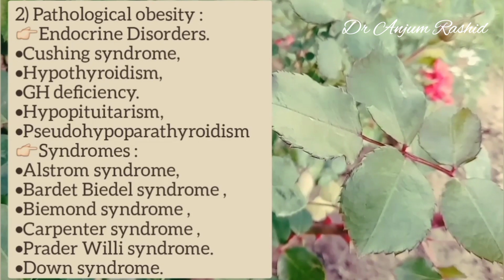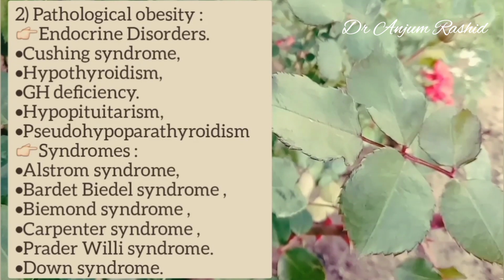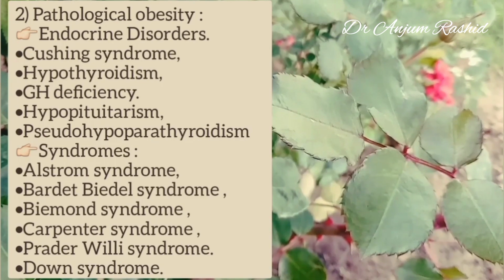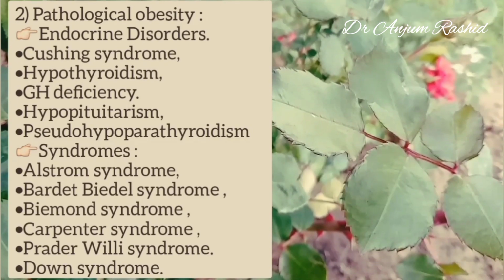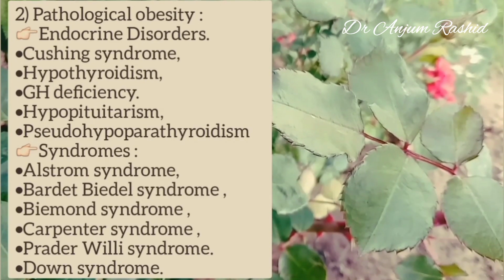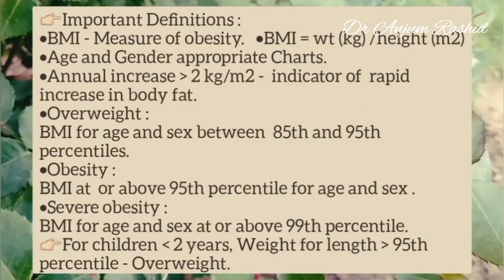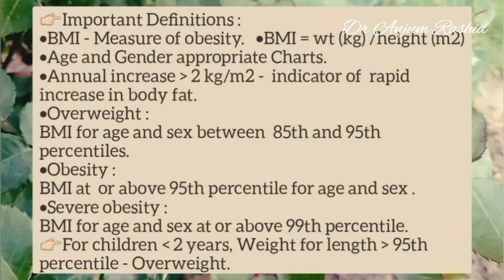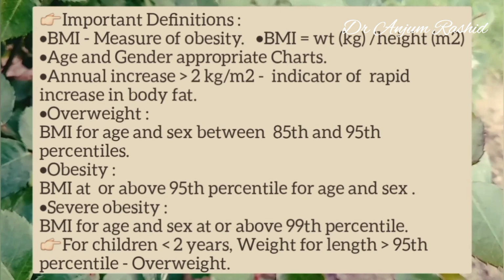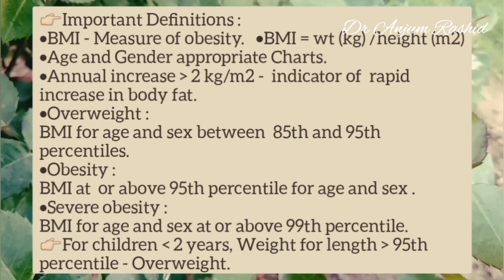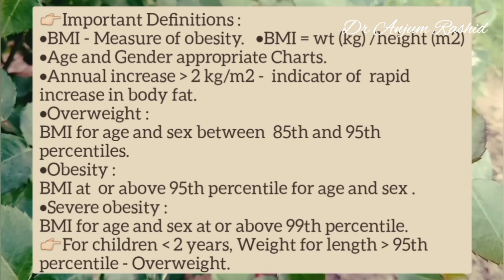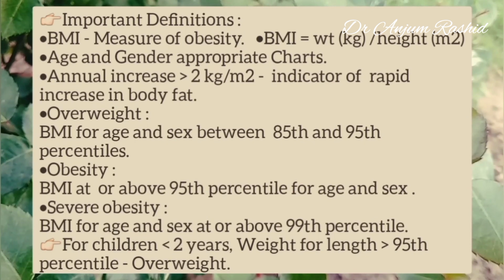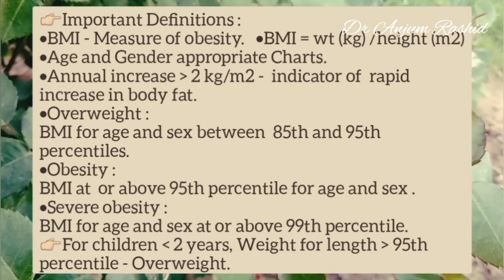Genetic syndromes which are associated with obesity include Alström syndrome, Bardet-Biedl syndrome, Beaumont syndrome, Carpenter syndrome, Prader-Willi syndrome, and Down syndrome. Now some important definitions related to obesity. First is BMI. It is body mass index. It is a measure of obesity in children and it is calculated as weight in kilogram divided by height in meter square.